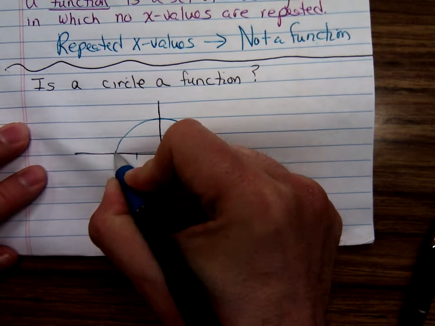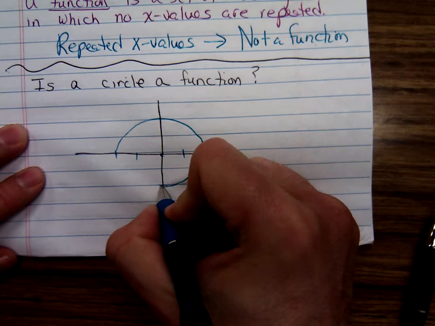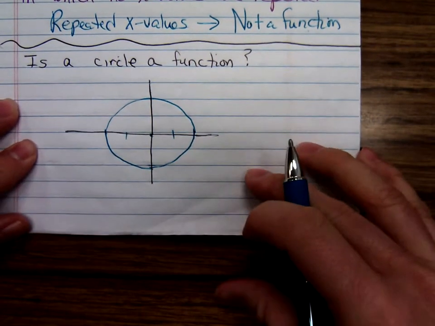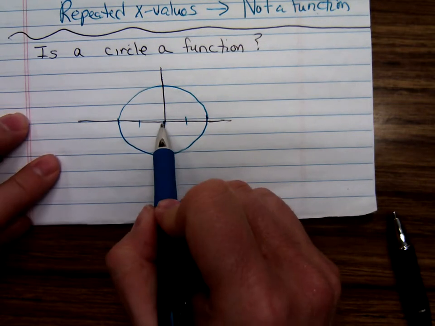Oh, it's going to look more like an ellipse. My scale is a little off. Okay, we have a circle. This is a circle centered at 0, 0 with a radius of 2.